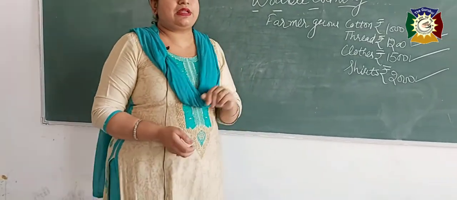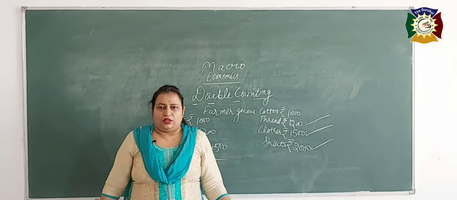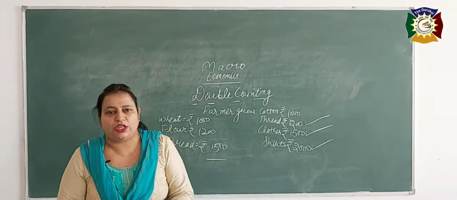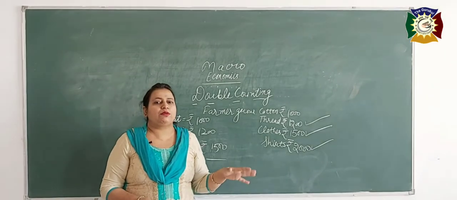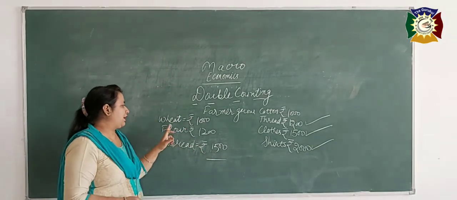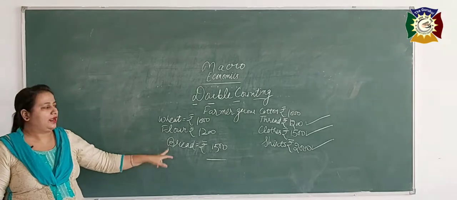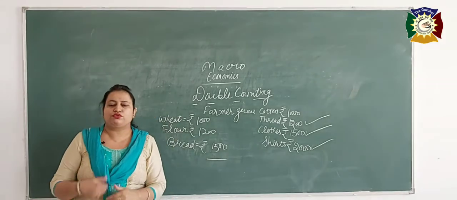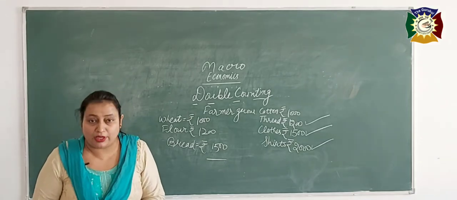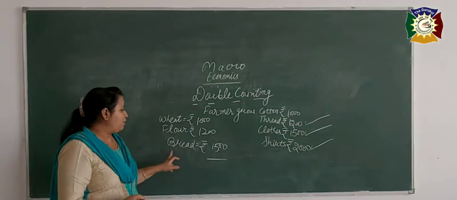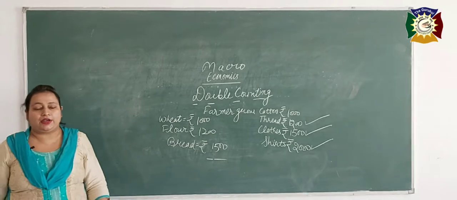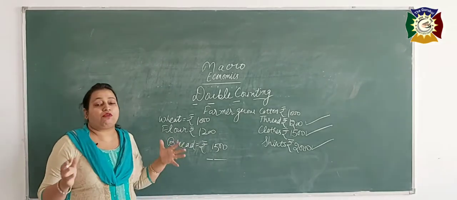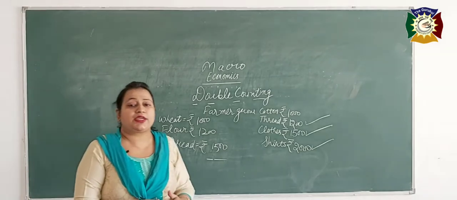I can take one more example of the same. We were discussing double counting, and I told you its meaning. I am giving you one more example: wheat, flour, bread. A farmer produces wheat, converts it into flour and gives it to the baker. Then the value of bread is 1500. Double counting, this is a problem. To avoid this double counting, what can be done?